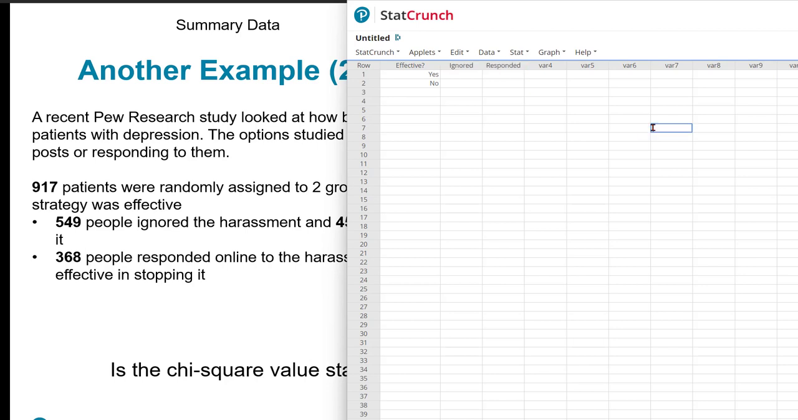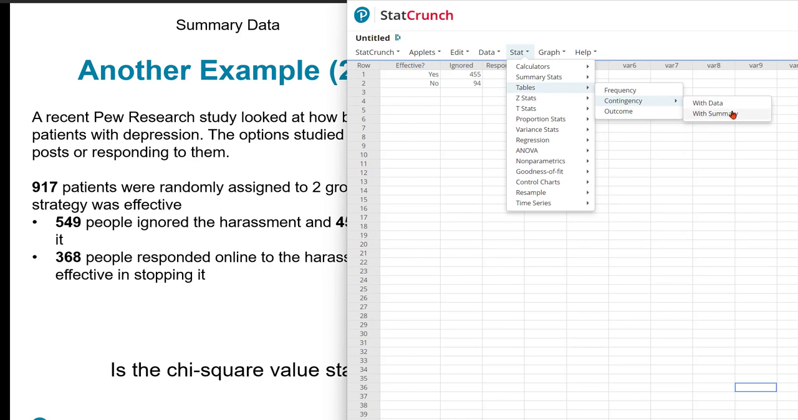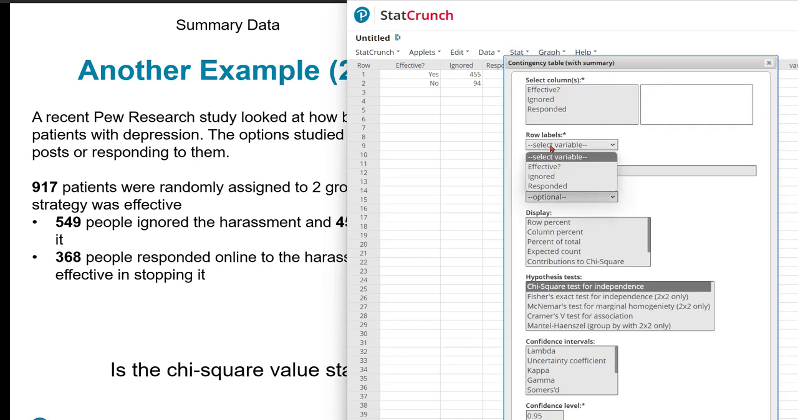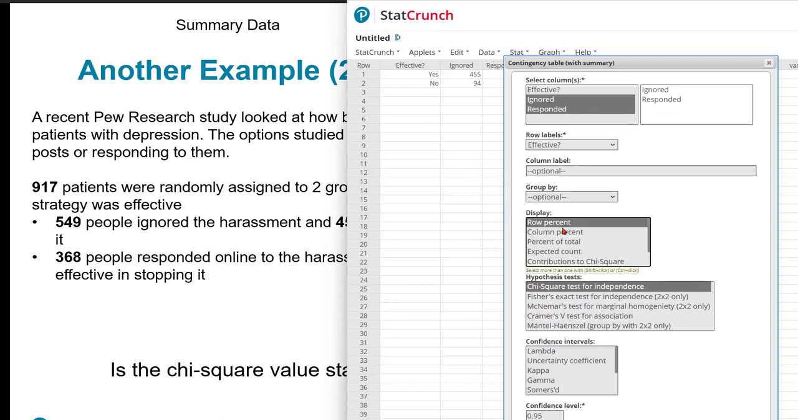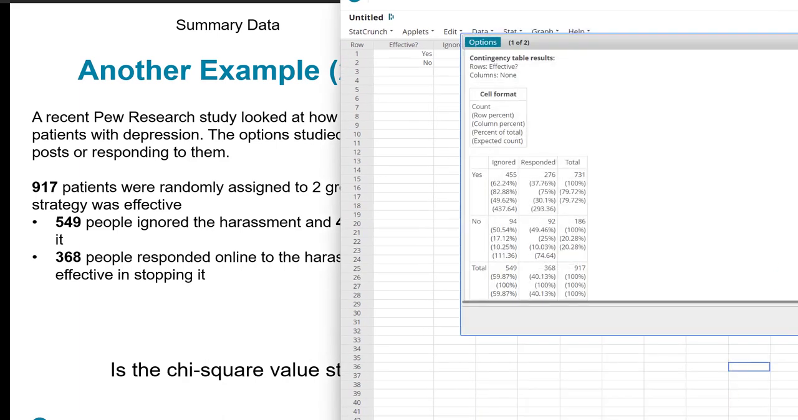So here we have 549 subjects that ignored the harassment. 455 thought it was effective, so that number goes here, and the rest, 94, said it was not effective. 368 responded online to the harassment and 276 thought it was effective, which leaves 92 that said it was not effective. We can run the test with the summary data, selecting the dependent variable for the rows, effective in this case, then select our two independent variable columns, and the selections to create our table. Here we have a significant result with a p-value below 5%.